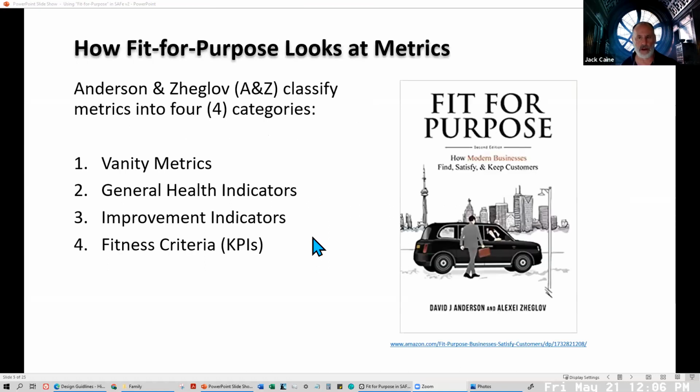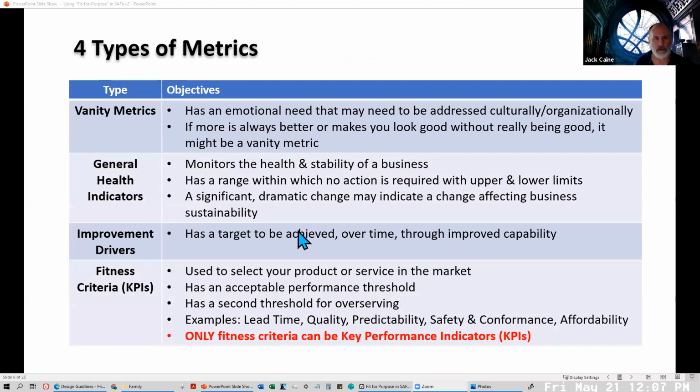If you read the book by Anderson and Zheglov, they talk about four types or categories of metrics. We've got our wonderful vanity metrics. We've got general health indicators, improvement indicators, and fitness criteria, also known as key performance indicators. We confuse these things quite often, and if you treat them all the same, then you might not get the outcomes that you're seeking.